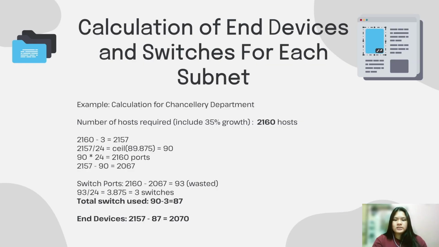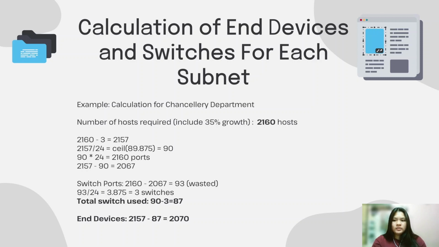Using the sanctuary as an example, the host number has included all the addresses required for the subnet. The formula shown on screen is used to calculate the accurate number of switches required for this subnet. First, we use 2160 minus 3, which are the router address, network address, and broadcast address, to get the usable host number, which is 2157. Then we calculate the maximum switch number required for these end devices by using 2157 divided by 24 and rounding it up, and we get 90 switches required. And 90 switches will provide 2160 ports.